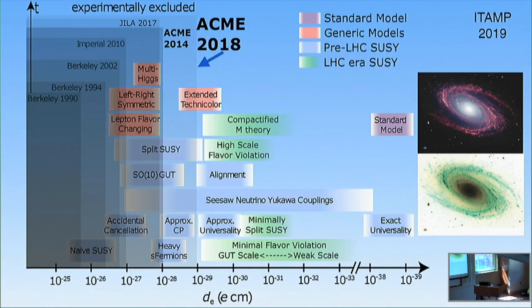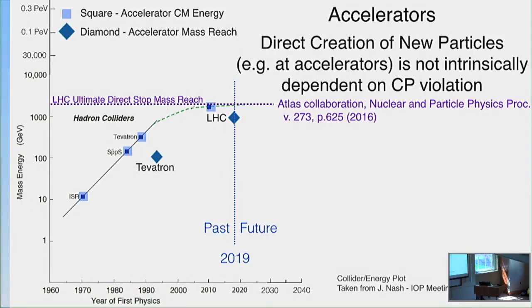Here's a number of theories that have been proposed. Of course, there's SUSY. Here's naive SUSY. And even before we got into the game, it was kind of under stress. And here's the 2014. I'll mention the Gilla experiment 2017 in a second. And here's Acme 2018. I'm going to do a direct comparison with accelerators, because under the CP you already use CP violating phase, we can do this. Here's the LHC ultimate direct stop mass reach right here. You can look up this reference. Here's time in this direction, and you can see how the accelerators were moving forward.